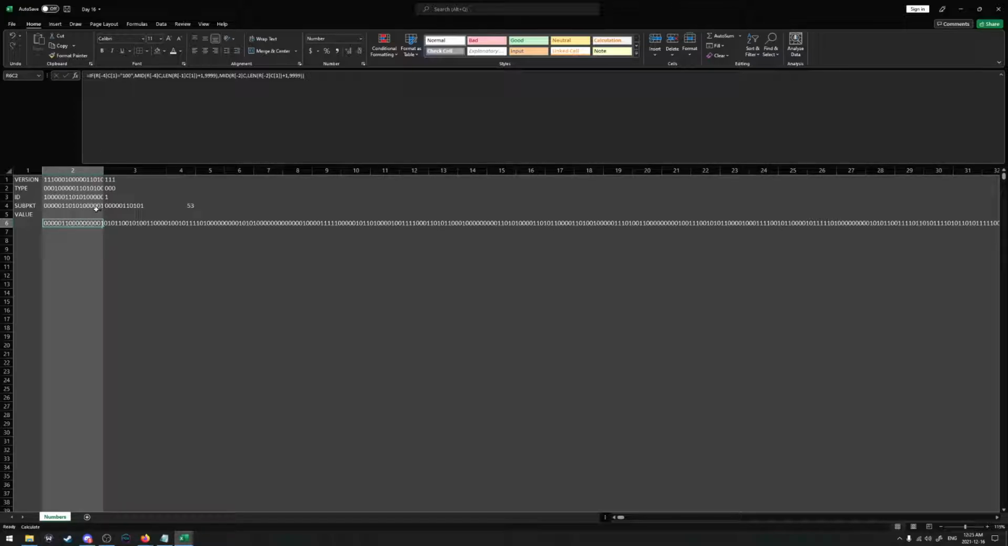One, two, three, four, five. Okay. So we now know this was that version. It is a type 0 packet. ID's 1. Subpacket is that. It means we know that there's 53 subpackets we're working with. Okay, so we need to nest out one then. I think that's really the only way to do it is to nest outwards. But there's no way to do this correctly slash adequately.